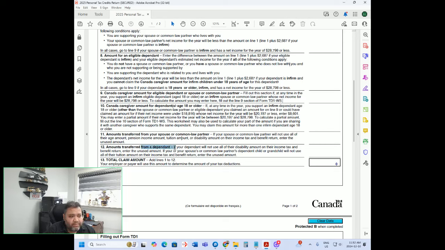Amount transferred from a dependent, same thing. If you have a child or a grandchild and they are a full-time student, for example, and they would like to transfer some of their tuition fees to you, that can be done on this line here.